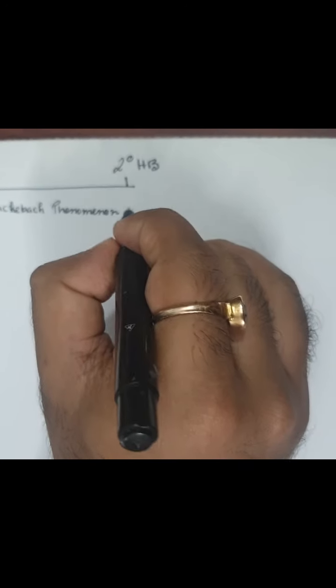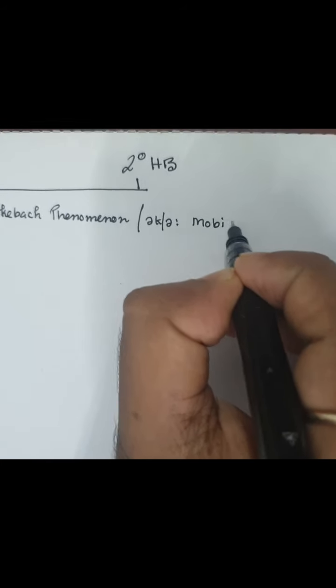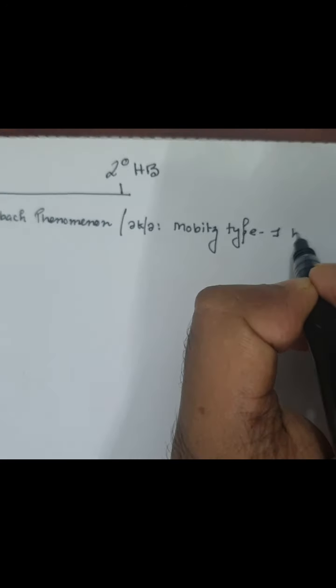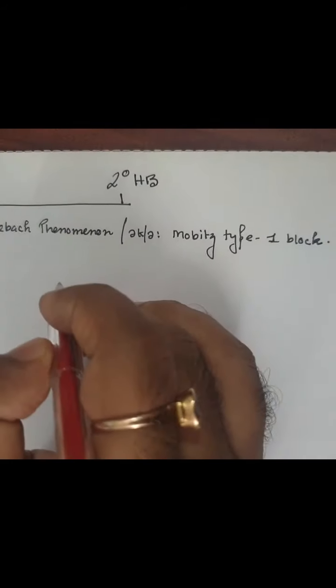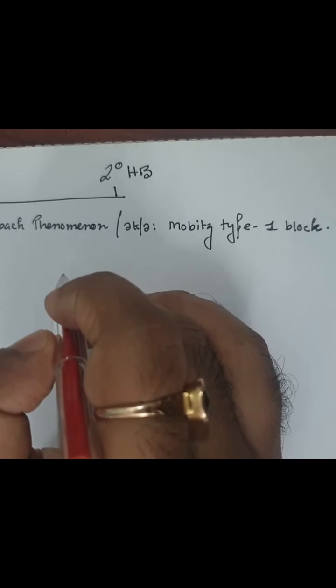This Wenckebach phenomenon, also known as Mobitz type 1 block. What are the features of Mobitz type 1 block? Here the PR interval gradually increases until one P wave fails to transmit to the ventricles.